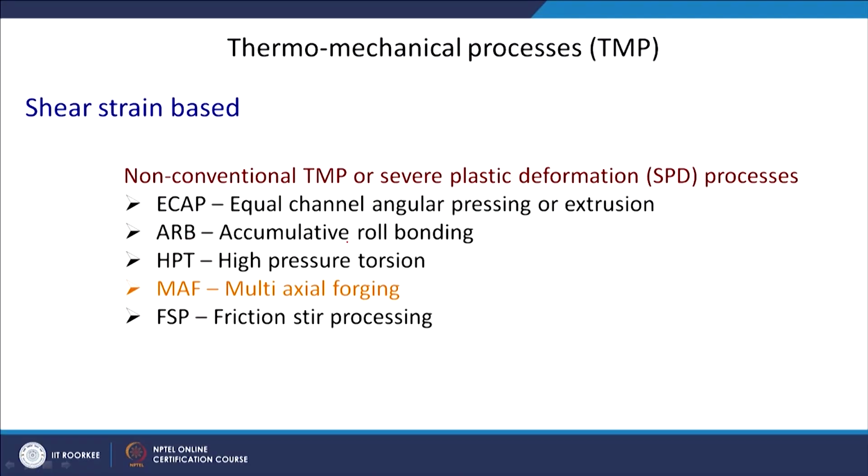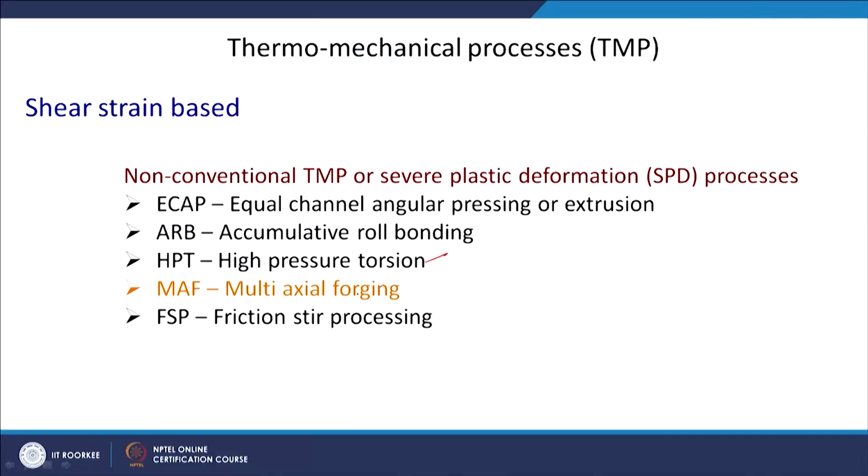So, all your equal channel angular pressing or accumulated roll bonding, of course, is through rolling compression basis, but a lot of shear strain is actually induced in the material, which helps in bonding as well as grain refinement. High pressure torsion, multi-axial forging is of course based on compression method, that is why I have colored it in a different way. Then you have friction stir processing and so on. All these processes are based on the shear strain idea, and that is why you are able to impose more strain in one cycle in these processes as compared to compression based deformation processes.